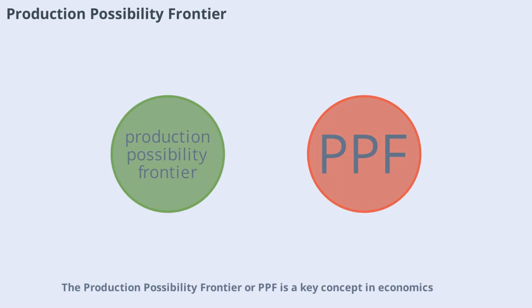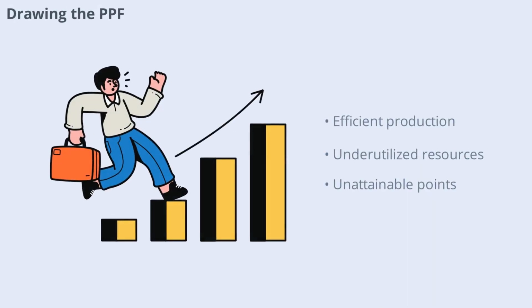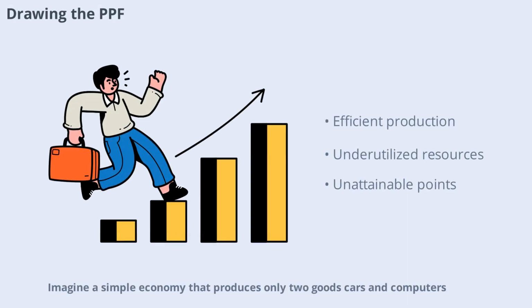Production Possibility Frontier, or PPF, is a key concept in economics. It's a curve that shows the maximum possible output combinations of two goods or services that can be produced with available resources and technology. The PPF helps us visualize trade-offs and opportunity costs, making it easier to understand the limits of production. Imagine a simple economy that produces only two goods: cars and computers.